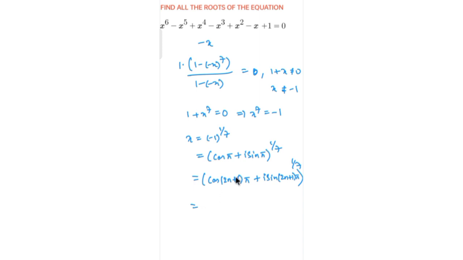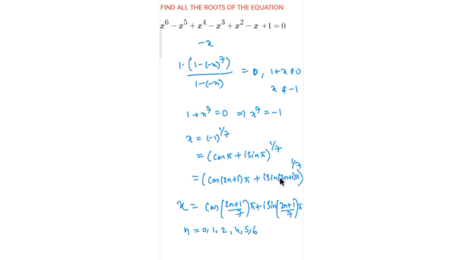Now this is whole power 1 by 7, so using De Moivre's theorem we are going to get cos ((2n plus 1) divided by 7 times pi) plus i sin ((2n plus 1) divided by 7 times pi). So this is what we are going to get. And finally, this is the value of x we can take. Depending on the value of n, n can be 0, 1, 2, 4, 5 and 6.